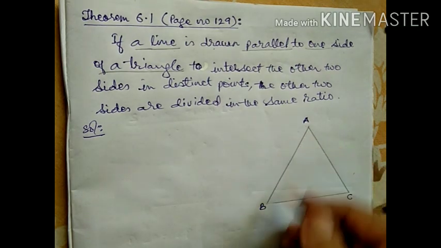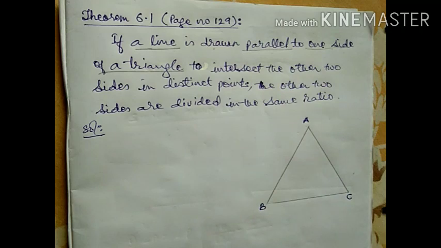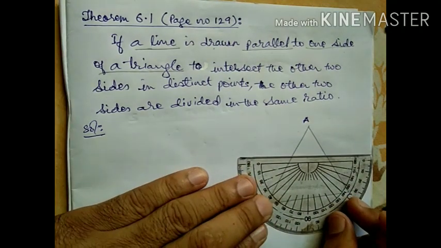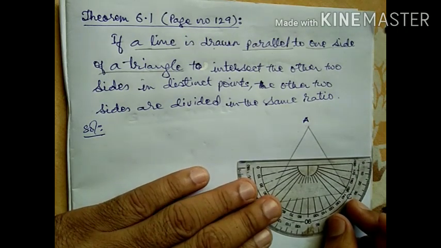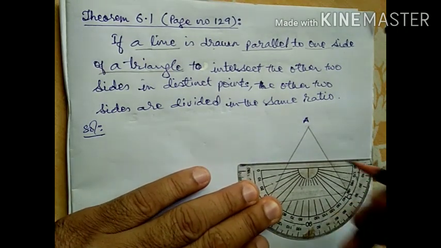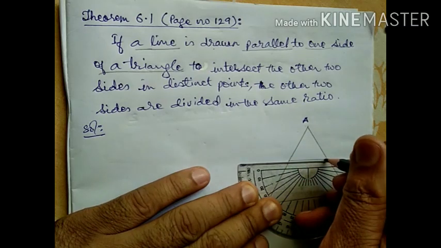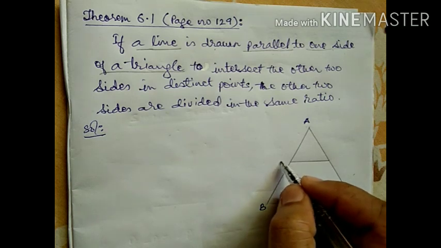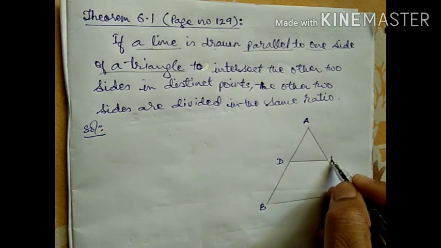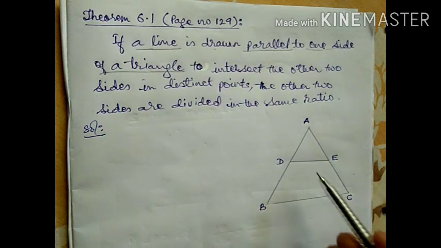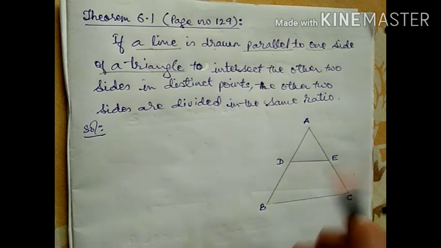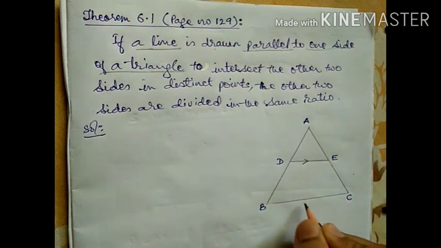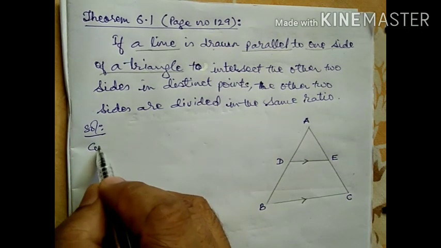There are 3 sides here, AB, BC and AC. Parallel to any one side, we will draw one line. So let me draw one line here, parallel. This line I have drawn. Let me give a name here, DE. Okay, so this line DE I have drawn parallel to BC. DE parallel to BC.